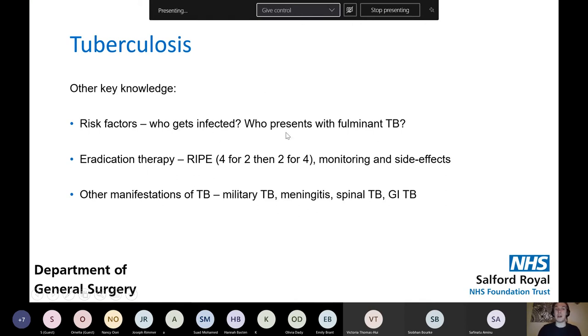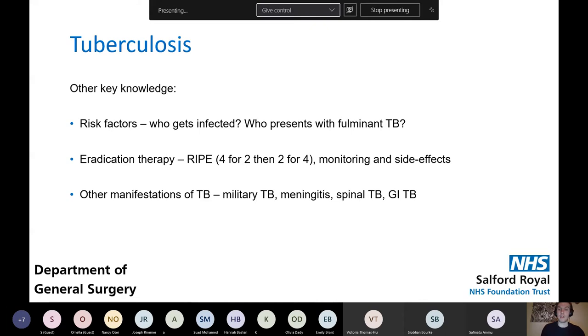And they each have side effects as well. So what I would recommend is know about how, if somebody's going to be started on treatment, what monitoring needs to be done for these medications and what common side effects they have. The classical ones for rifampicin are that it's an enzyme inducer, so it reduces the efficacy of the combined pill. So if somebody's taking oral contraception and you start them on rifampicin, they need to be aware that their contraception may not work. They need to use something else in the meantime as well.